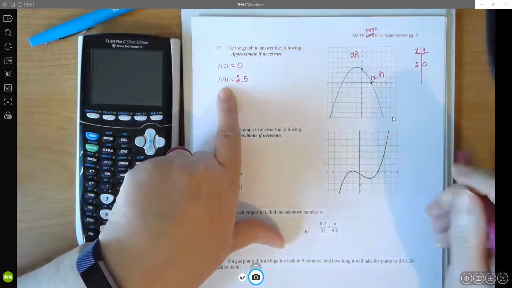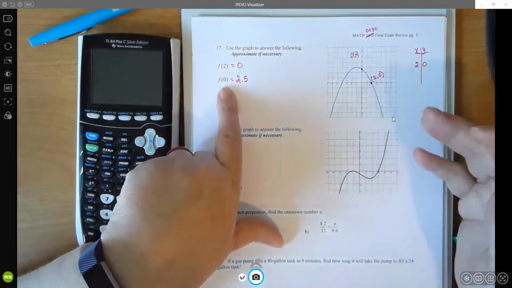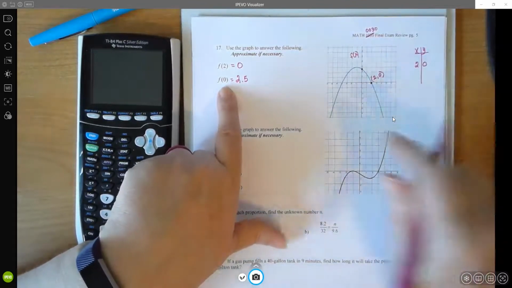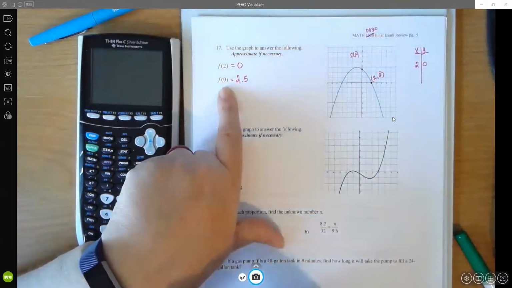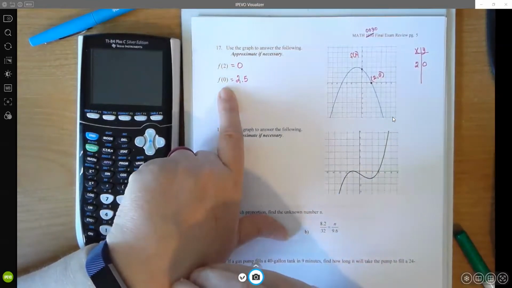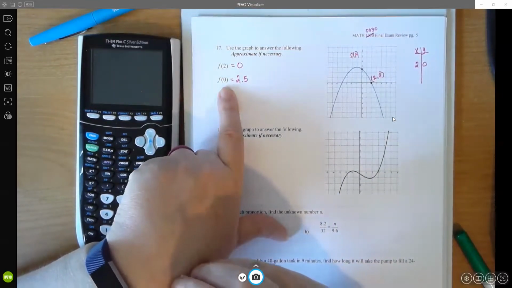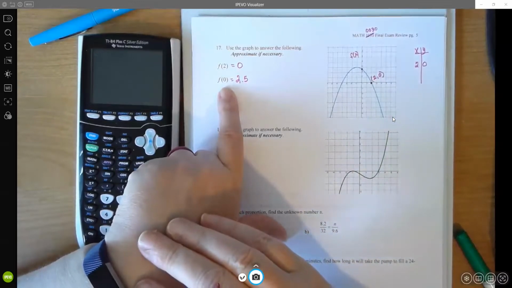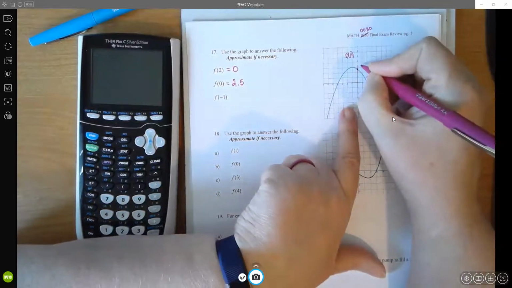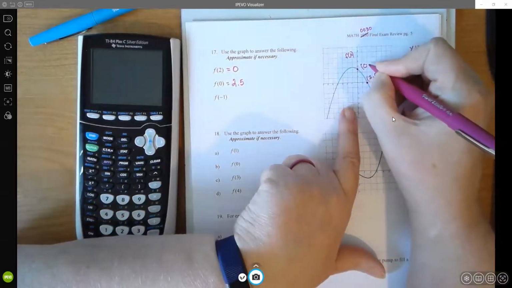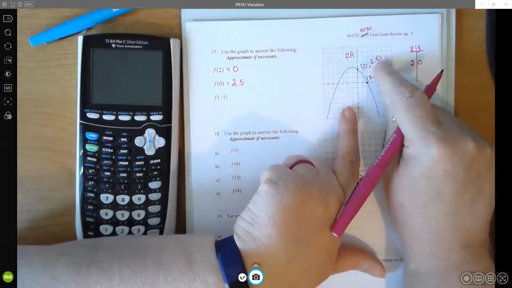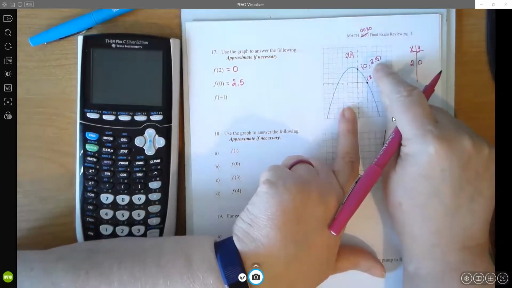You may look at it and maybe your eyesight's better than mine and it looks like 2.6 or 2.4 or 2.75. As long as it's between, it says approximate. Your teacher's not looking for an exact decimal point, just a good approximation. And for me, 2.5 is good enough. So we'll go on to the next one. But again, the ordered pair here is 0, 2.5. And if the x is 0, it's asking for that y value.